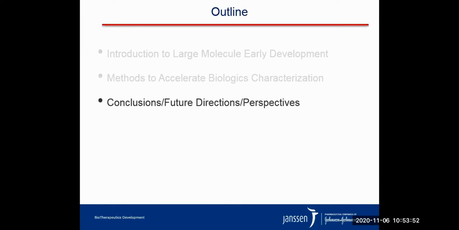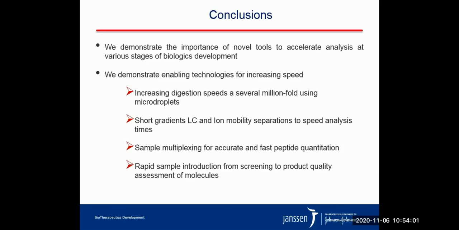In conclusion, I hope you have seen the variety of methods we have developed to accelerate biologics characterization in a stage-appropriate manner. These enabling technologies include increasing digestion speeds several million-fold using microdroplets. As I pointed out, microdroplets accelerate otherwise very slow reactions and are transformative in the characterization of biologics with increased throughput and versatility.